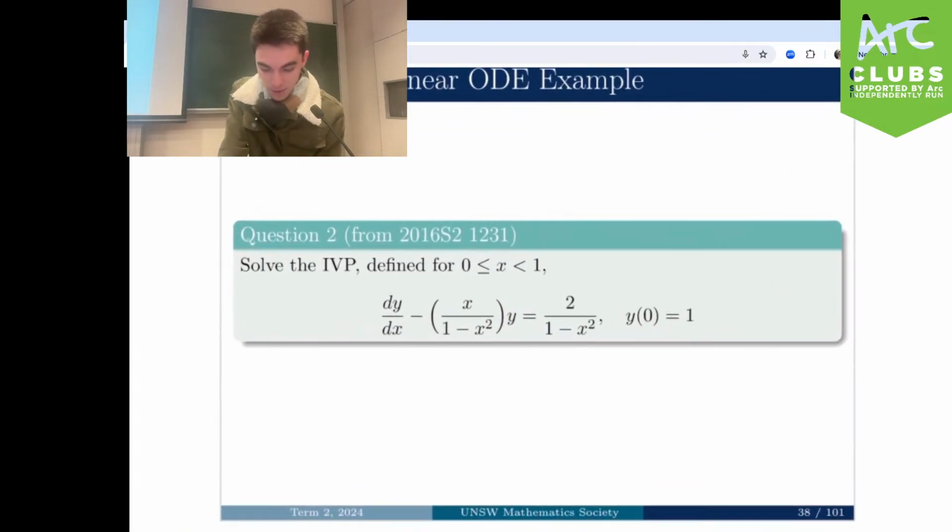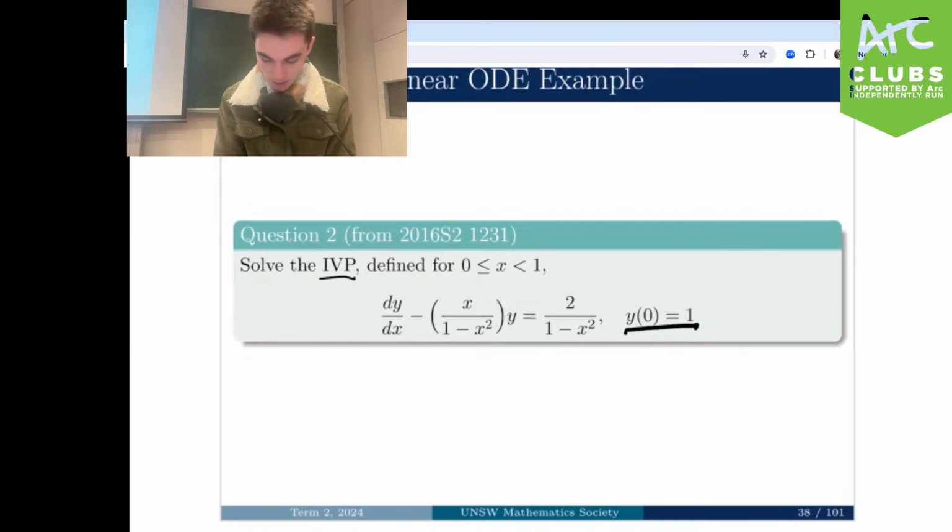Now, IVP stands for initial value problem, and that means that not only do we need to find a solution to the differential equation, we need to find one that actually matches the given values at the given inputs, okay? So when x equals 0, y has to equal 1. This is what it's telling us, okay?